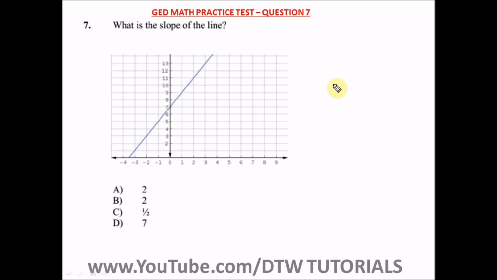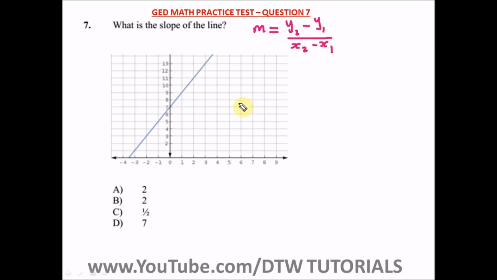Question 7 of the GED math practice test. It says, what is the slope of the line? We have a graph here and the question says, what is the slope of the line? Remember the formula to find the slope of the line? It is m equals y2 minus y1 over x2 minus x1.